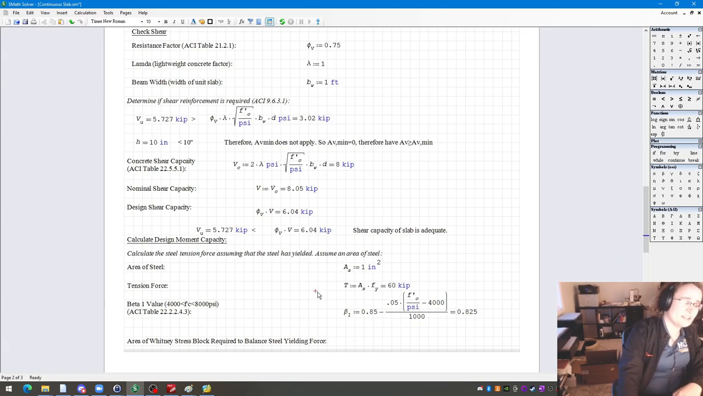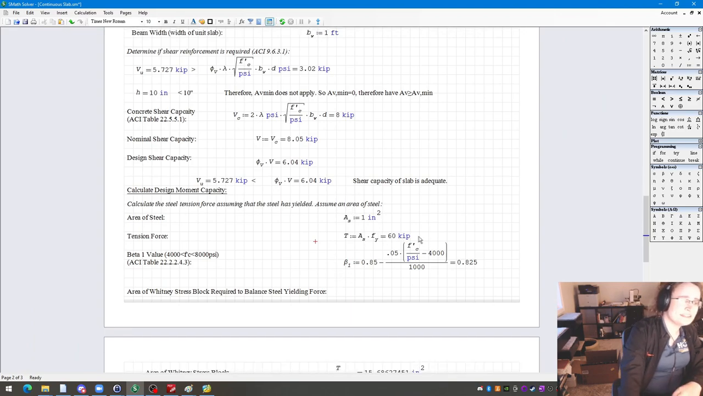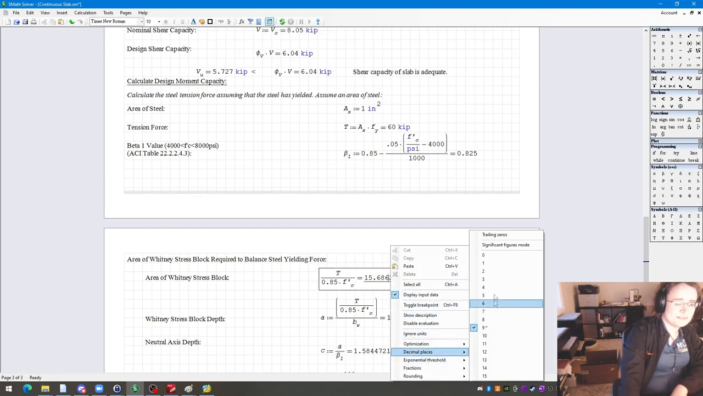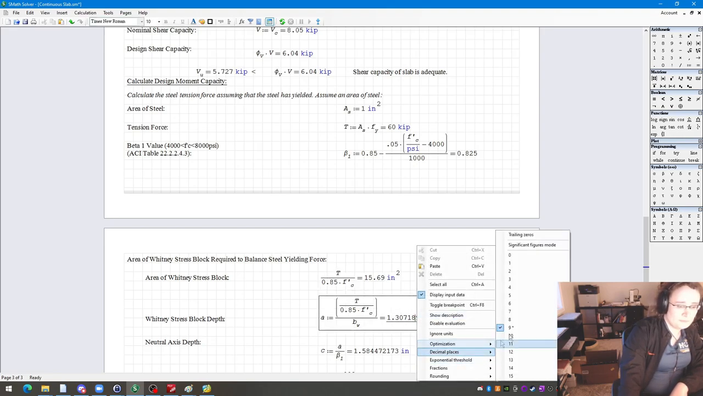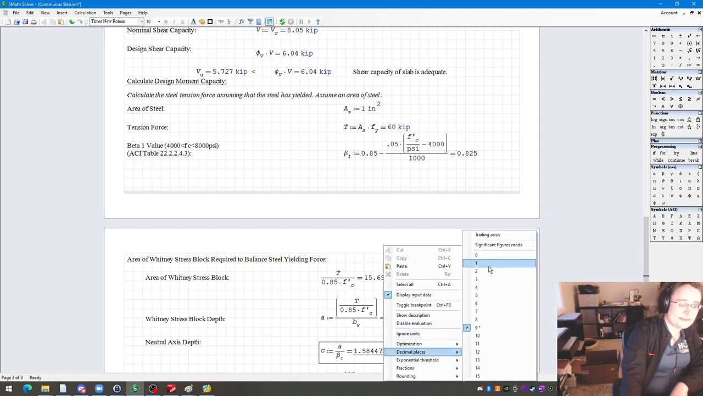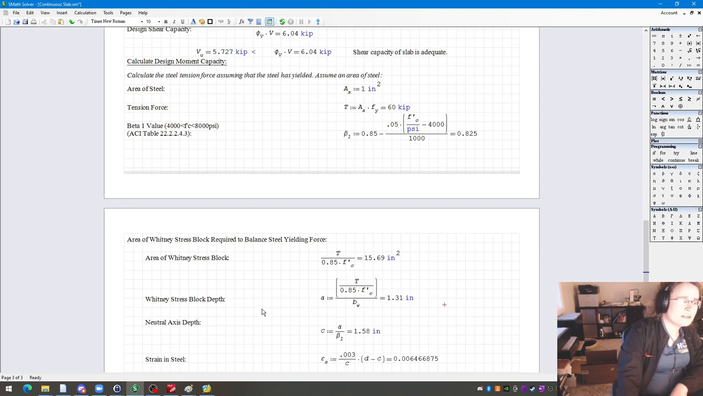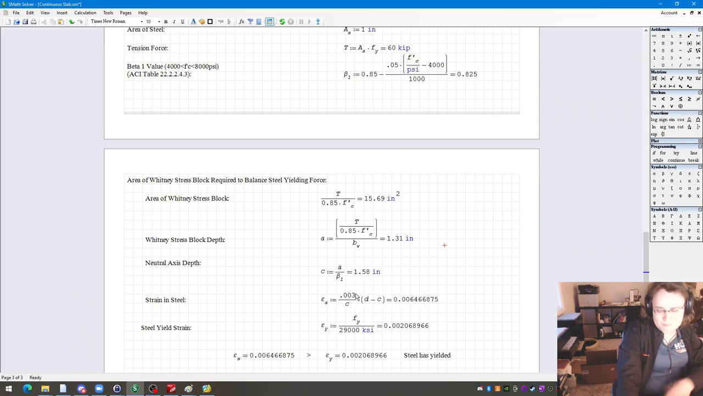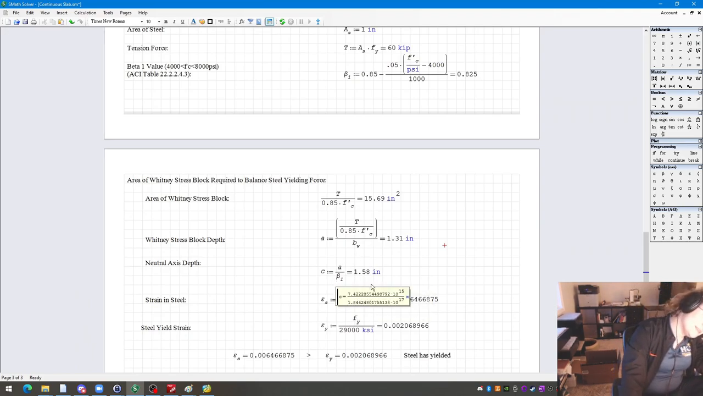And if that's the case, our tension force, if we assume the steel yields, is going to be 60 kips. And beta 1 is not going to change. We're between 4,000 and 8,000 psi. We have the same beta value. Then the area of the stress block required to balance the steel yield force is going to be 15.69 inches squared. We can get rid of these ridiculous decimal places. But not too important, as long as we're not specifying something like that. And the corresponding depth of the Whitney stress block is going to be 1.31 inches.